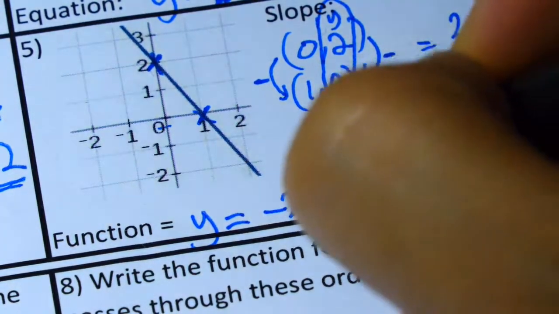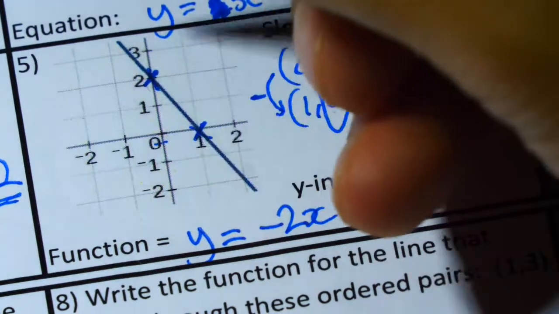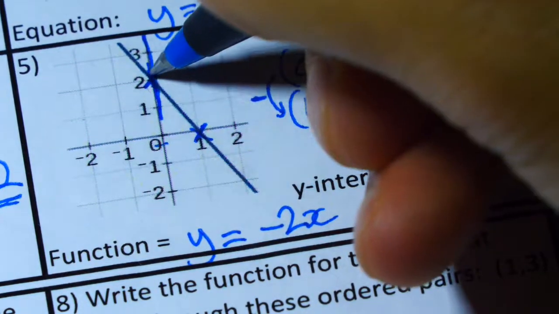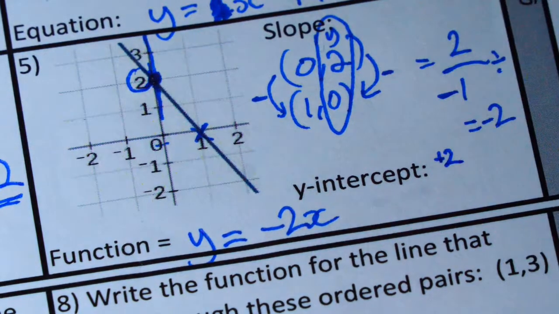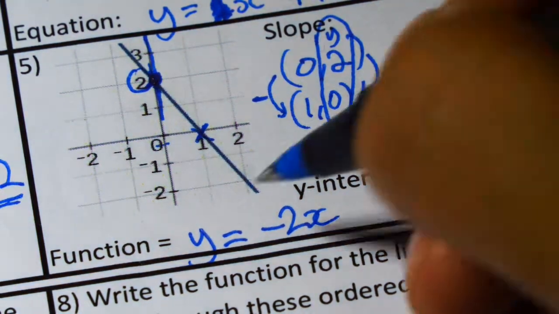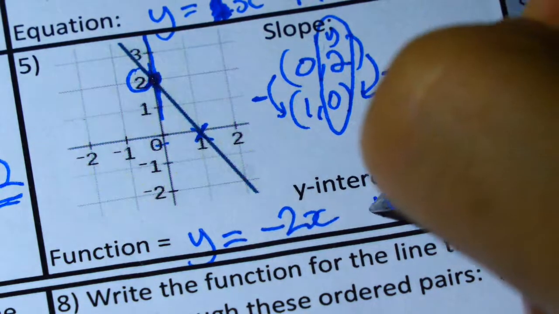So our function starts with y equals minus 2x. Okay. Now our y-intercept, this is my y-axis, and it's hitting the line here at 2. Y-intercept is 2. So our function is y equals minus 2x plus 2.